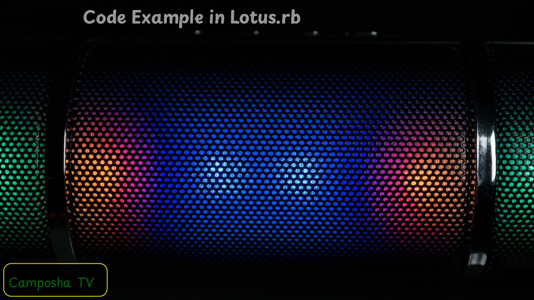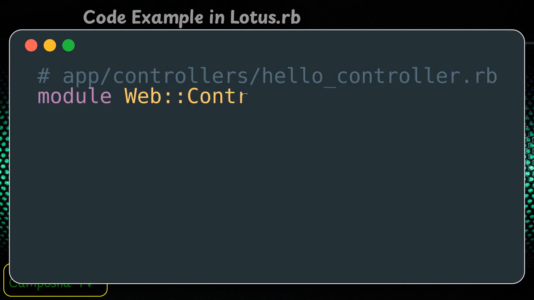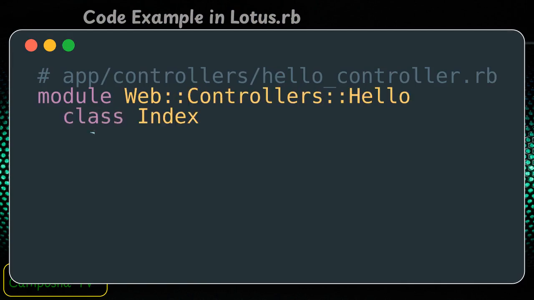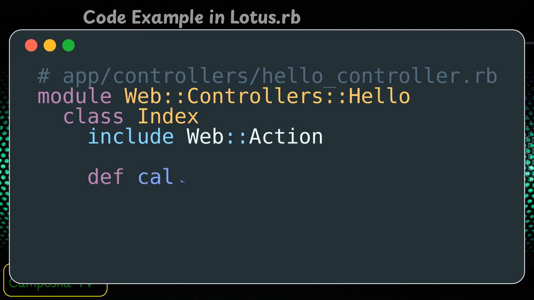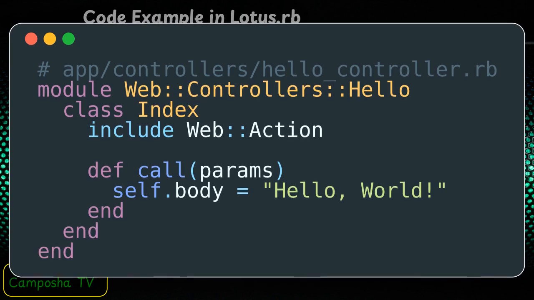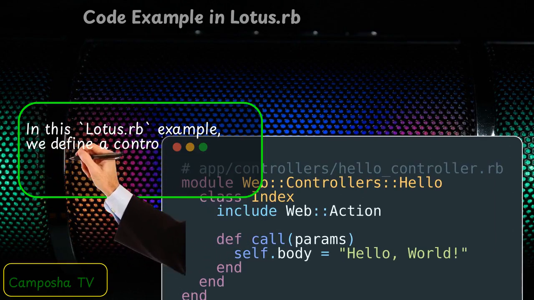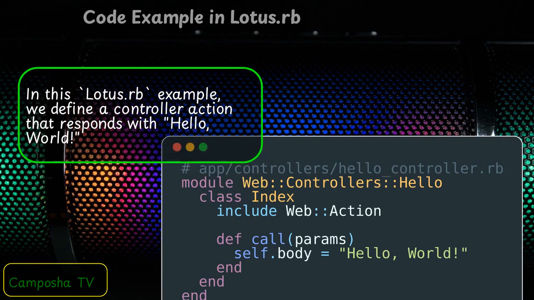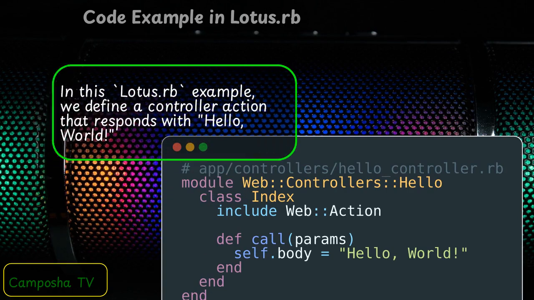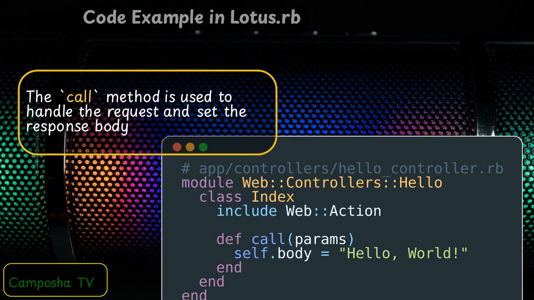Code example in Lotus.rb. In this Lotus.rb example, we define a controller action that responds with hello, world. The call method is used to handle the request and set the response body.